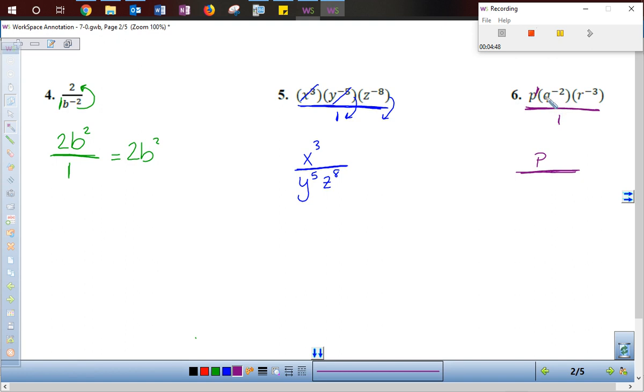Now my second term, this q to the negative second, it's negative, so it needs to go to the denominator, and so that'll be q to the positive second. And then my third guy here, r to the negative third. It's got a negative exponent, so it's going to go to the denominator and become r to the positive third.